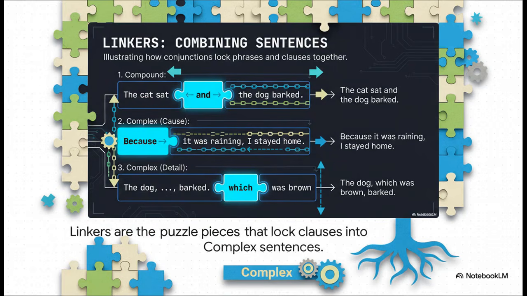I want you to think of linkers, or conjunctions, as grammatical puzzle pieces. Some of them, like and or but, are for joining two equally important ideas. That's how you build a nice, balanced compound sentence. Others, like because or which, connect a main idea to a smaller, supporting one. That's how you create a more detailed, complex sentence that shows a cause and effect relationship.